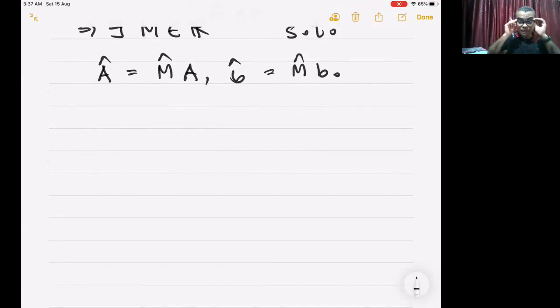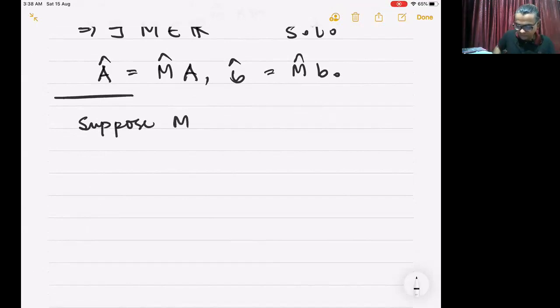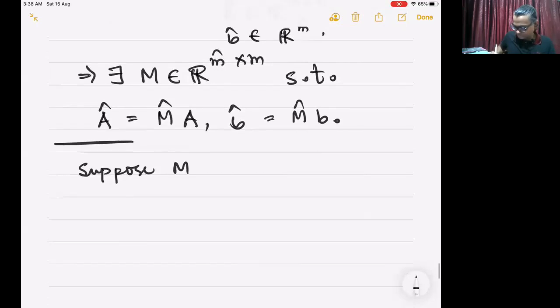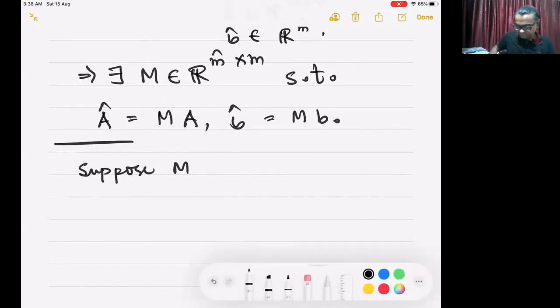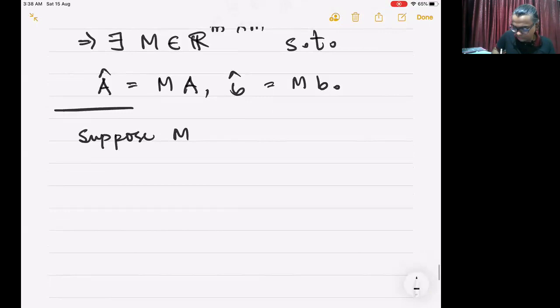Now, how do I get equivalent systems of equations? One way of getting equivalent systems of equations guaranteed is the following. This is a new claim that I'm making. Suppose M, oh, I wrote M hat, I should not have. These are not hats. This is correct. So what I was saying is, suppose M happens to be a square matrix and invertible. That means its determinant is non-zero.